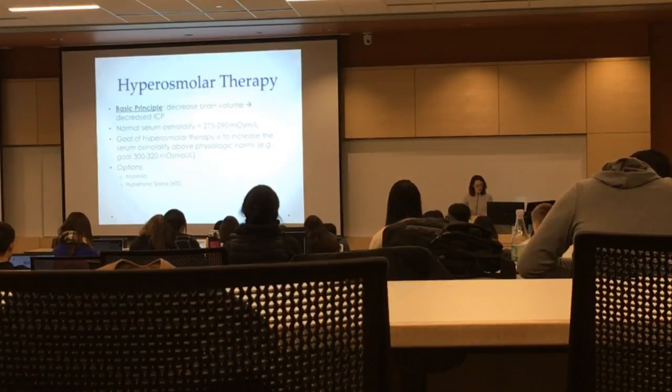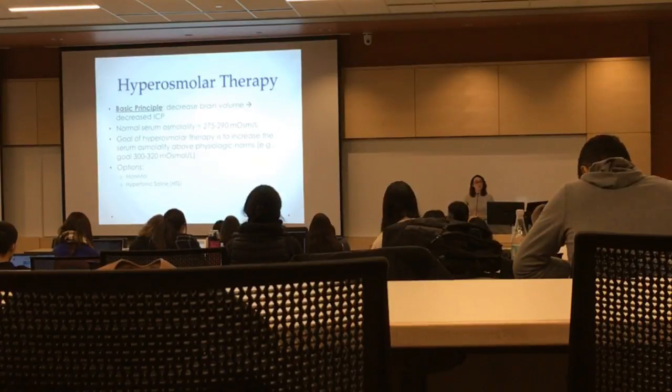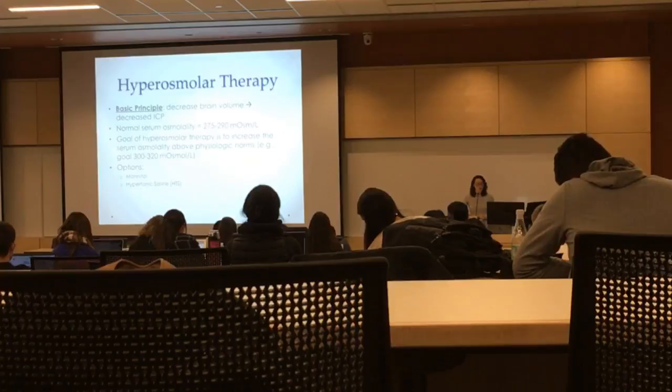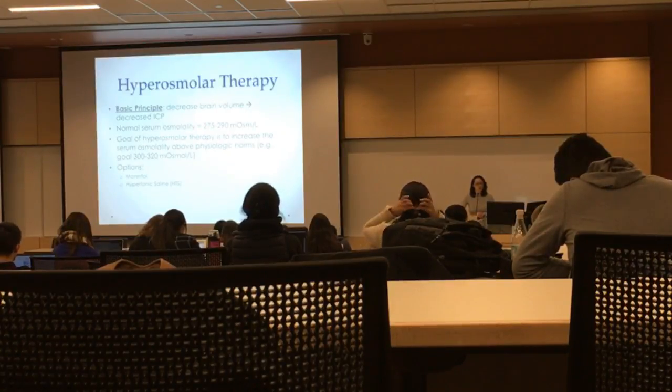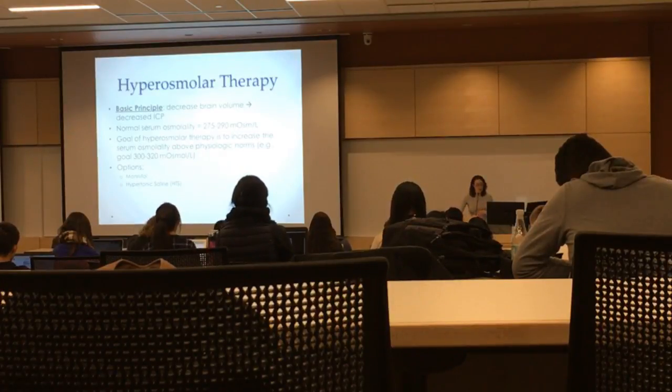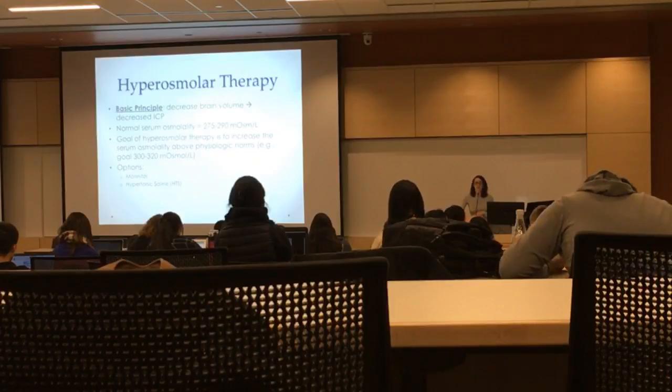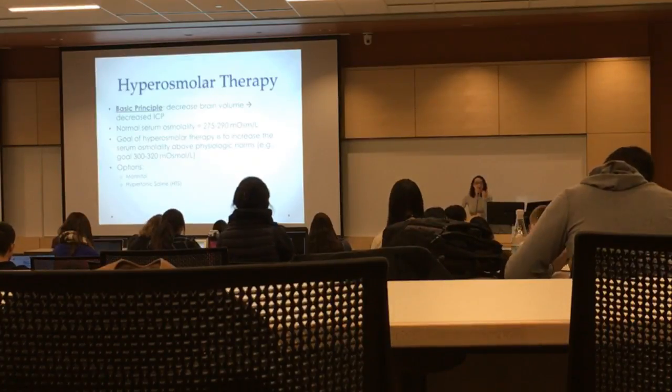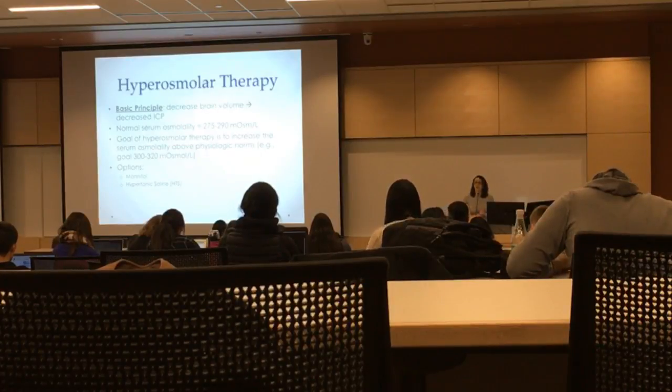So hyperosmolar therapy. The principle here is that we're trying to decrease brain volume, which leads to a decrease in our intracranial pressure. Our normal serum osmolality is listed here, somewhere between 275 and 290, but our goal is to try to increase our serum osmolality above physiological norms, somewhere in the range of 300 to 320. In this situation we're creating a concentration gradient that allows us to actually draw out fluid from the brain. So it acts as a very potent diuretic. And again, these options would include mannitol and hypertonic saline.